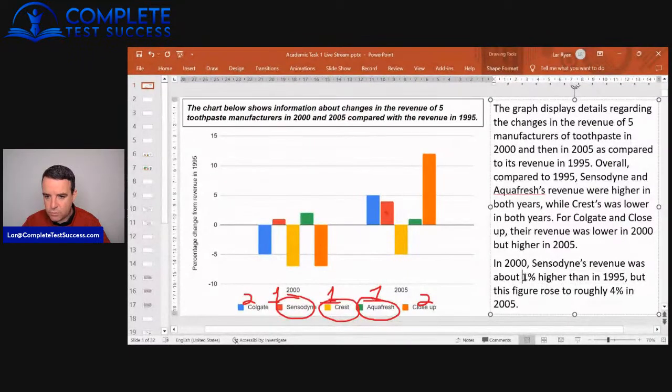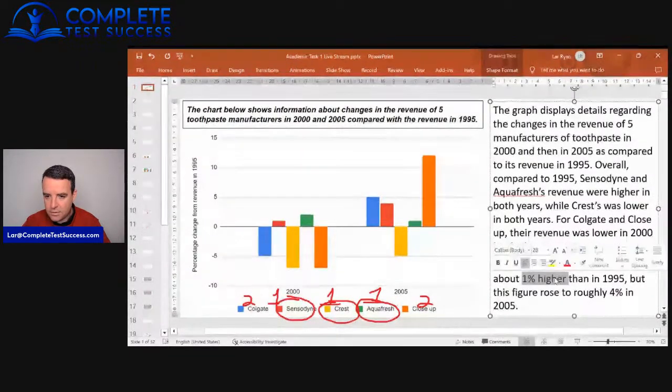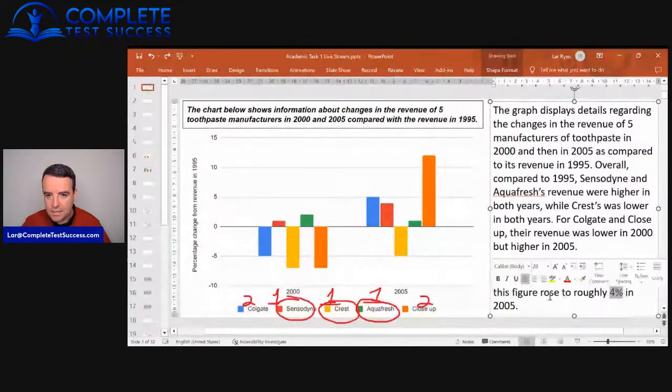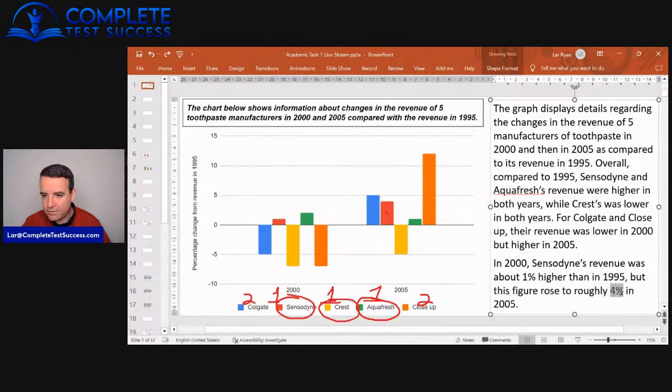And we've already said it's 1% higher. So we know it's not 1% lower, and it rose to roughly 4%. But if it's rising from 1% higher, we know that that's higher. So it's definitely not 4% lower. It's not a 4% decrease. It's a 4% increase because it rose in comparison to 1%. So all the information is very clear there.